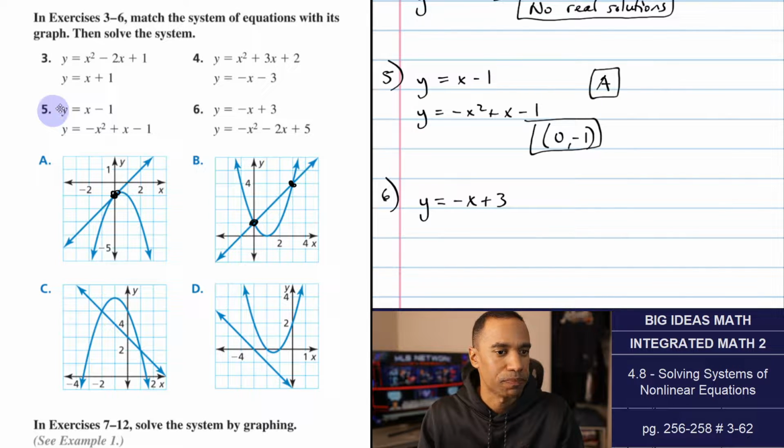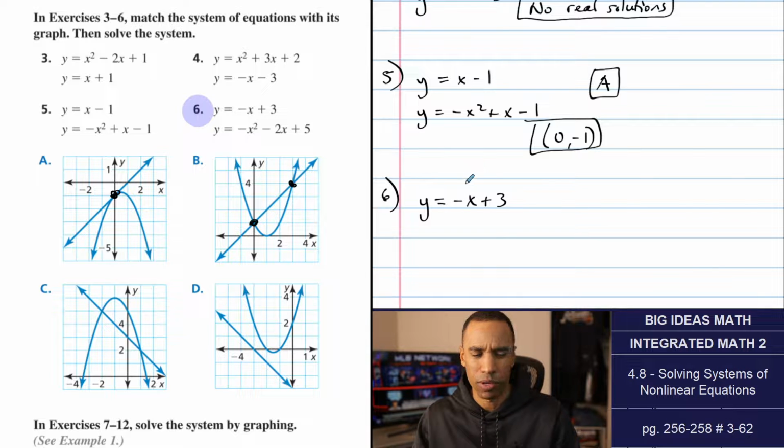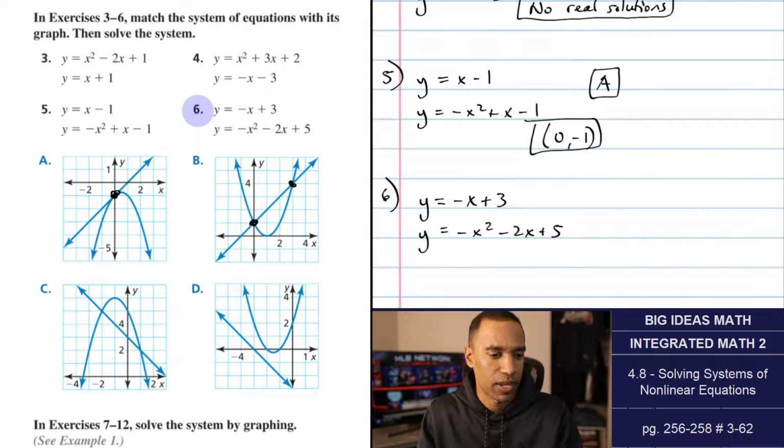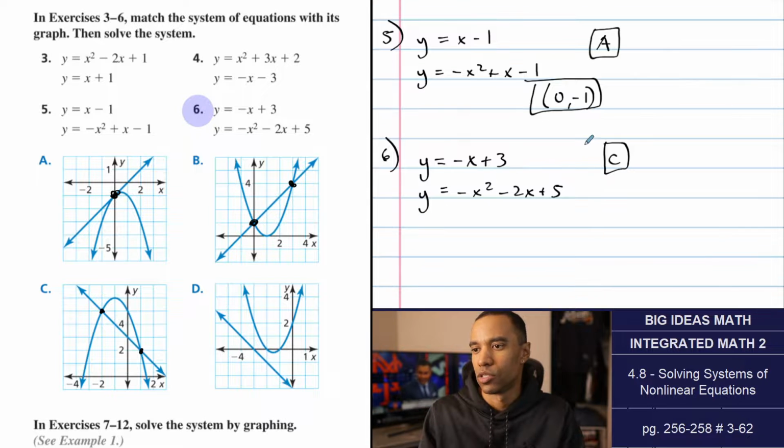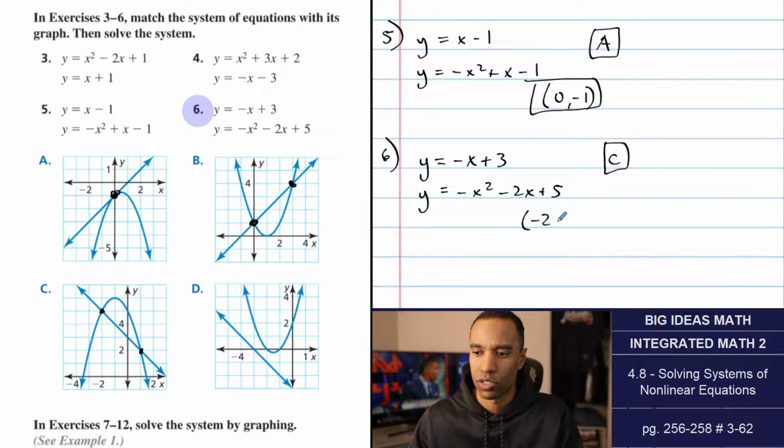All right, number 6. Y equals negative x, process of elimination, we know this is going to be what? C. Y equals negative x plus 3 and negative x squared minus 2x plus 5. Negative slope for the line and upside down facing graph for that one, it is absolutely C. And they seem to intersect twice. One point is negative 2, 5. The other point is 1, 2. So negative 2, 5 and 1, 2.